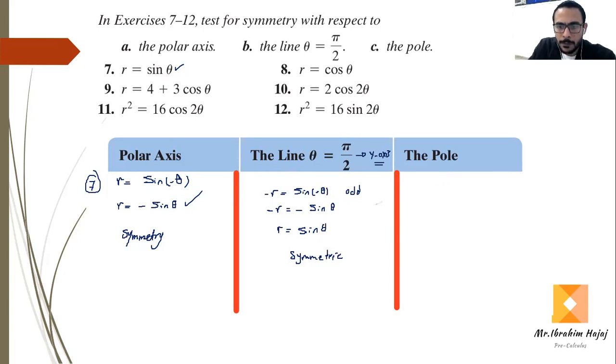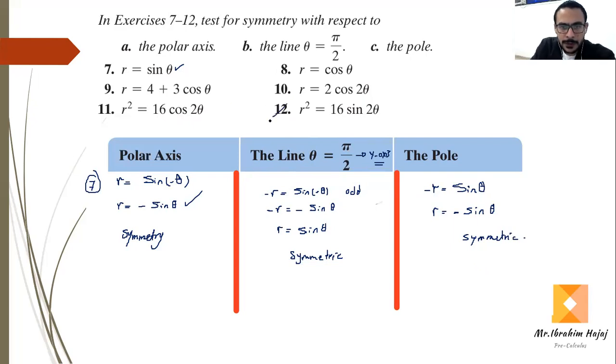For the pole, we replace only r by negative r: negative r equals sine theta. Dividing by negative gives r equals negative sine theta. Which is also what? Symmetry? This is an example, okay? Thank you, Mohammed. One more example.